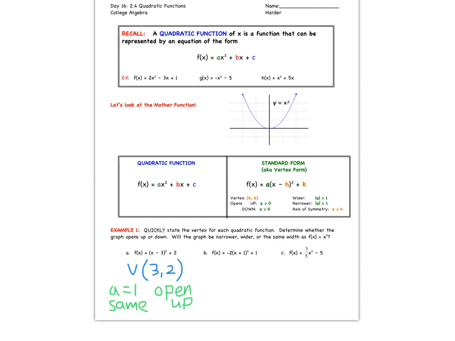We should be able to say that our vertex here is (-1, 1). This time a equals -2. Therefore, it opens down because it's negative. Is it narrower, wider, or the same? Well, now I'm looking at the absolute value of -2, which is just 2. And 2 is bigger than 1, so we're going to say it's narrower.